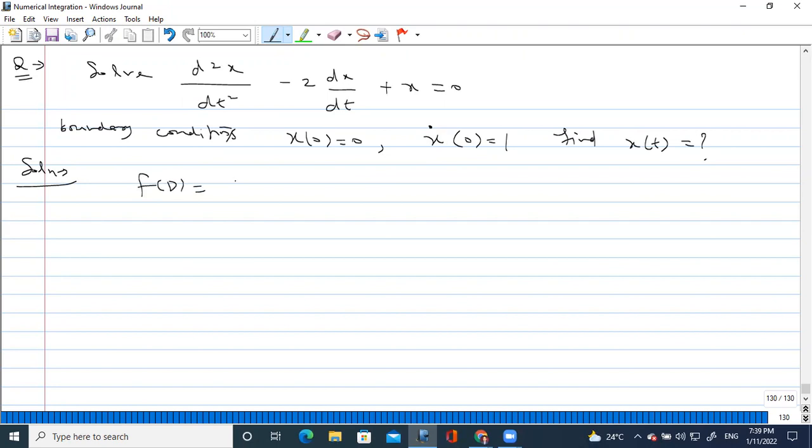Here the equation is (D² minus 2D plus 1) x equal to 0. So the auxiliary equation will be D² minus 2D plus 1 equal to 0. This implies D² minus D minus D plus 1, or simply it is (D minus 1) whole square is equal to 0.